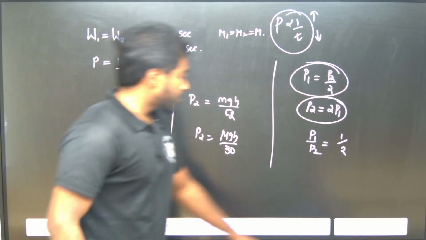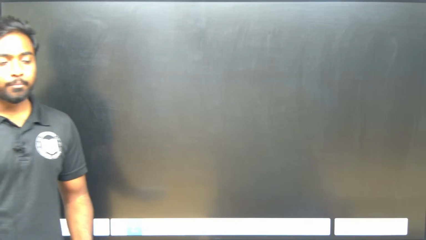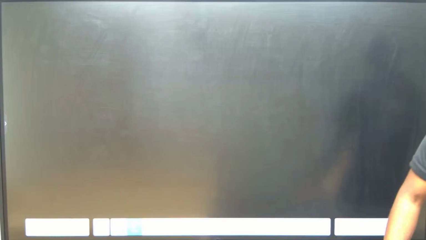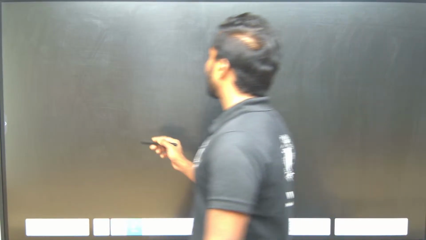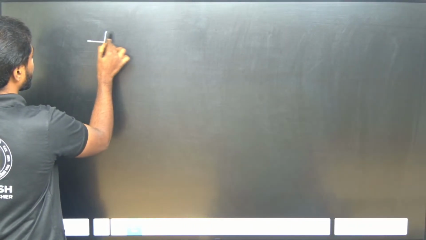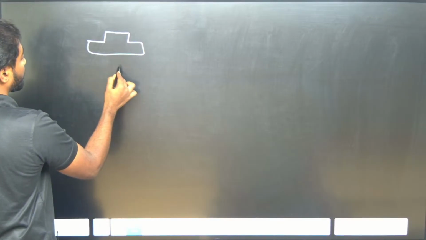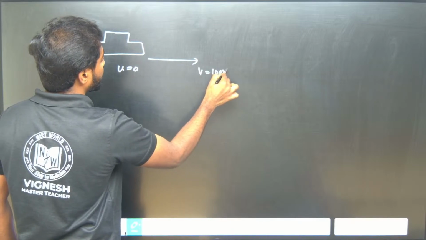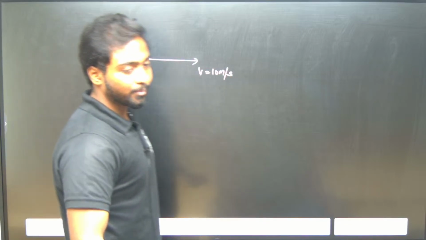Okay, the next question is the energy required to accelerate a car from rest to 10 meter per second. So what is the energy required to accelerate a car from rest to V equals 10 meter per second? How much energy is required?